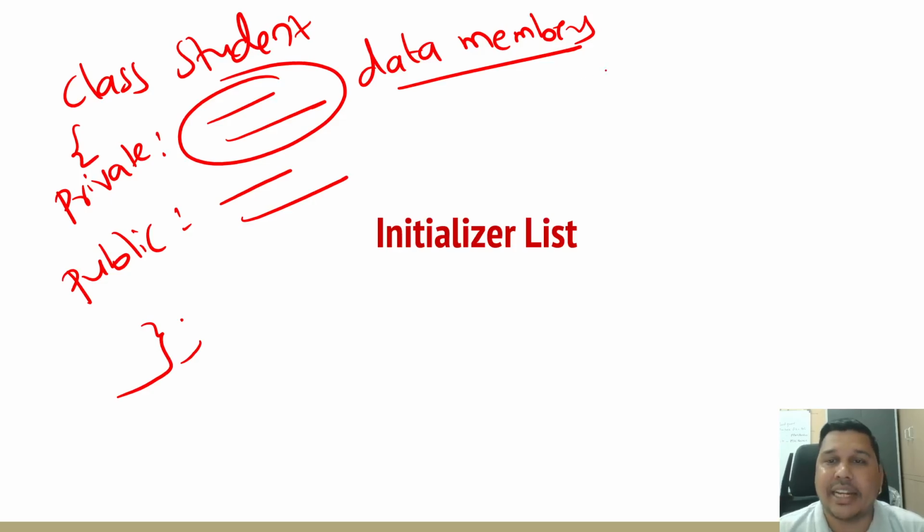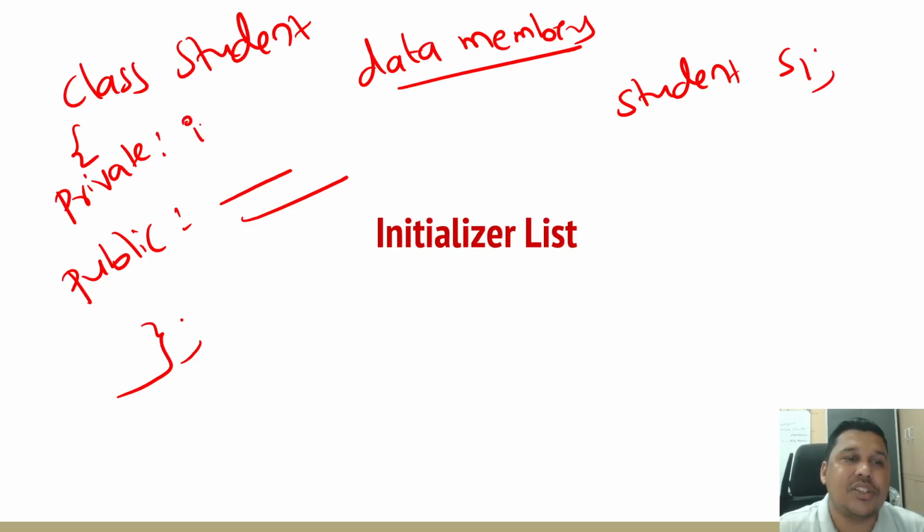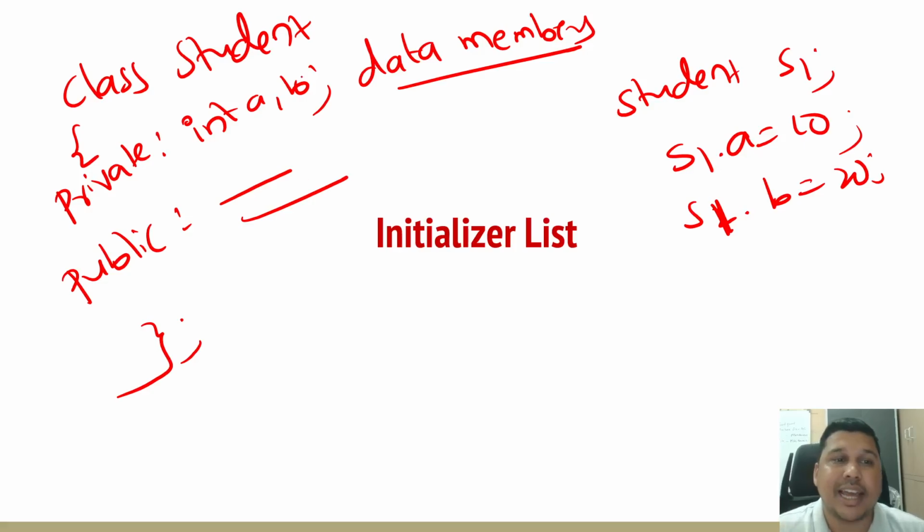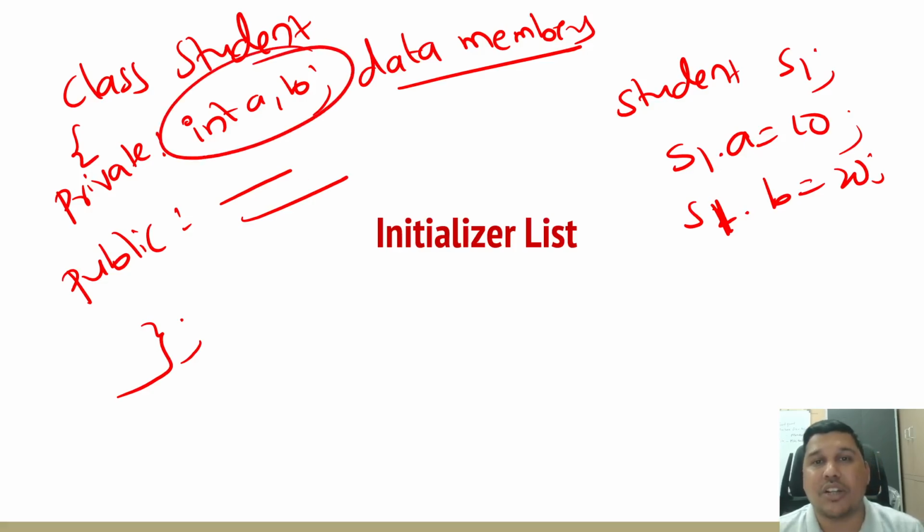If I create in main an object student s1, and the variables here are int a comma b, for example, then I cannot write s1 dot a equal to 10, s1 dot b equal to 20. I cannot do this because they are private variables. For that, what solution did I give?